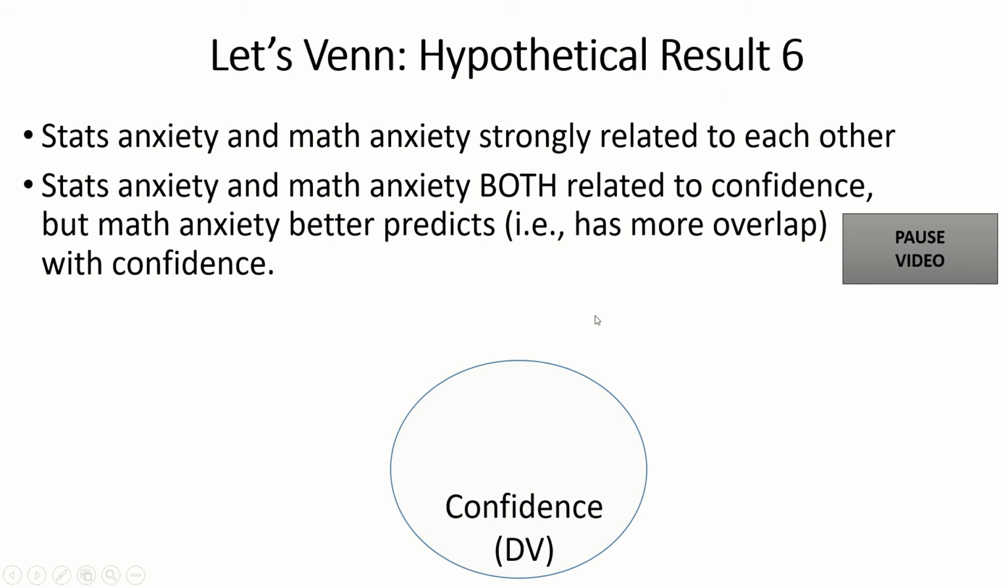So this tends to be probably the trickiest Venn diagram for you guys. At least when we're in class, there's a lot of faces that look like deer in headlights.